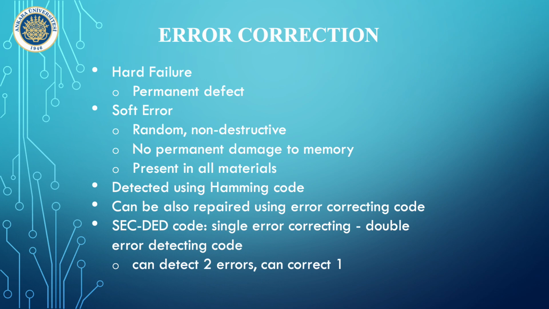Now let's discuss memory errors and how they are corrected. Memory faults fall into two categories: hard failures, which are permanent physical defects, as you know, and soft errors, which are random and temporary, for example, caused by electrical interference or cosmic rays. Soft errors are more common and can cause bit flips in data. To prevent data corruption, systems use error detection and correction codes, such as Hamming code or SEC-DED. This is single error correcting, double error detecting.